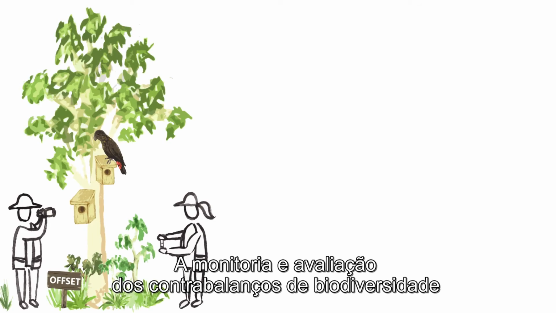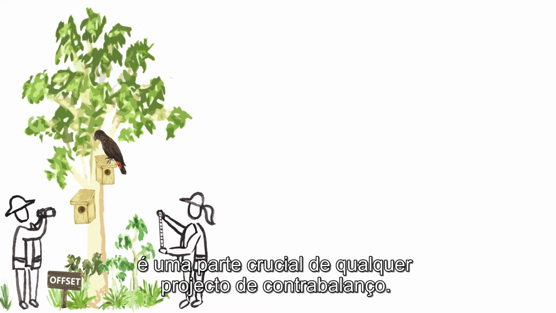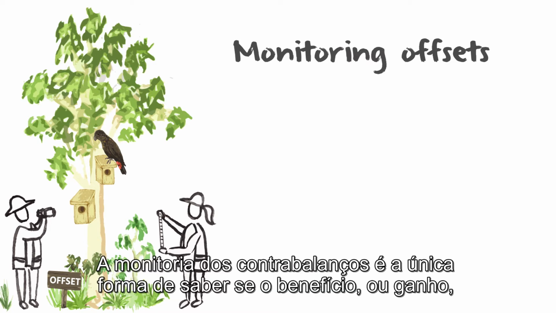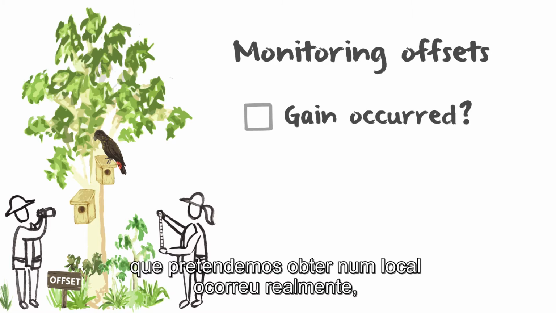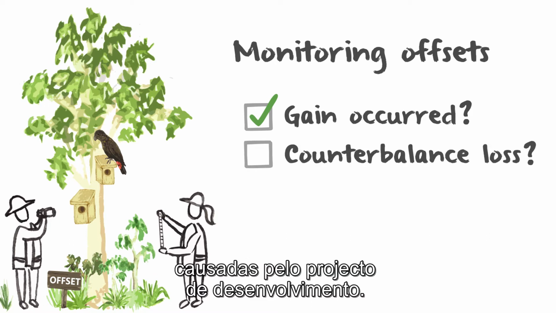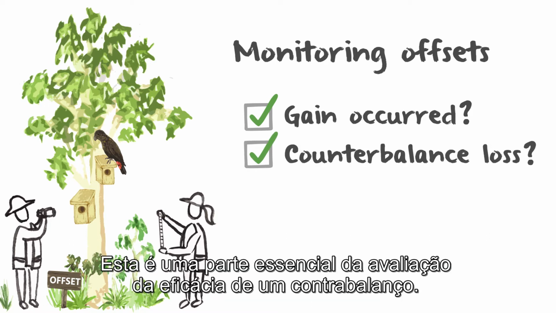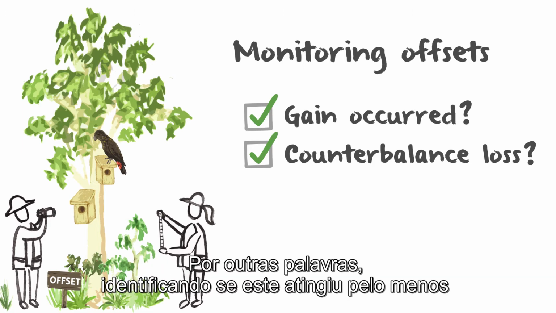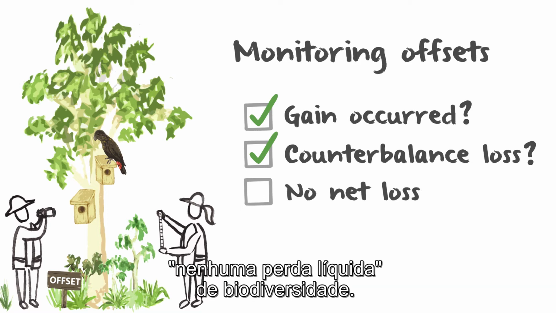The monitoring and evaluation of biodiversity offsets is a crucial part of any offset program. Monitoring offsets is the only way to know if the benefit or gain that we aimed to achieve at a site really occurred and was enough to counterbalance the losses caused by the development. This is an essential part of evaluating the effectiveness of an offset. In other words, identifying whether it achieved at least no net loss of biodiversity.